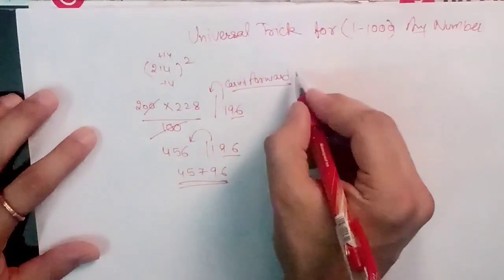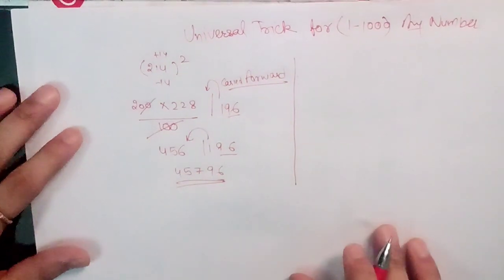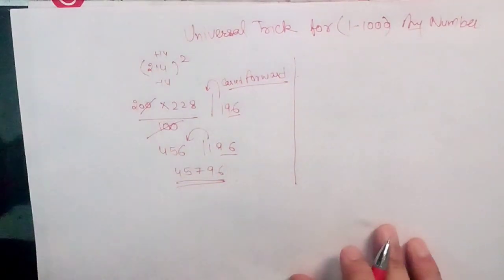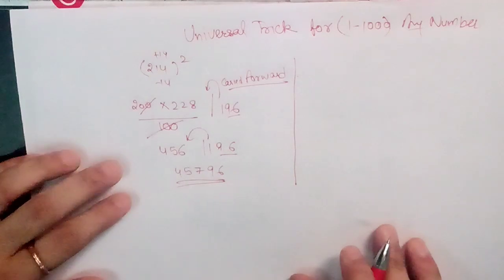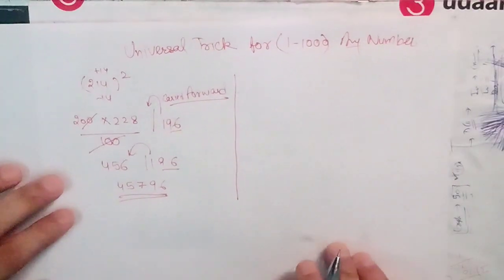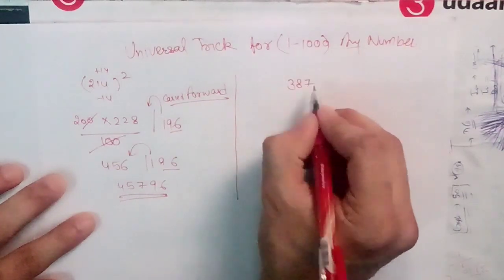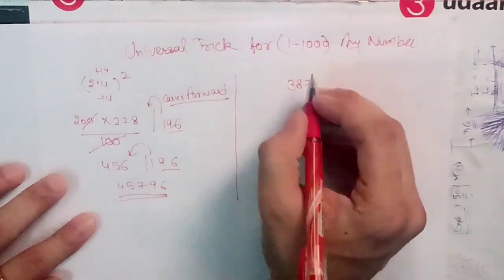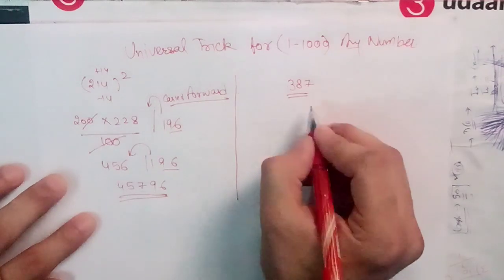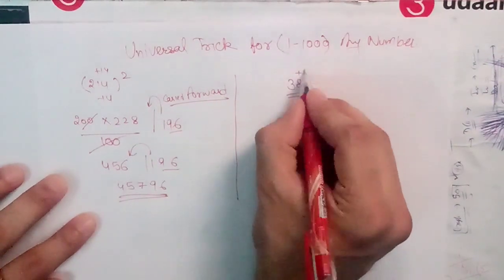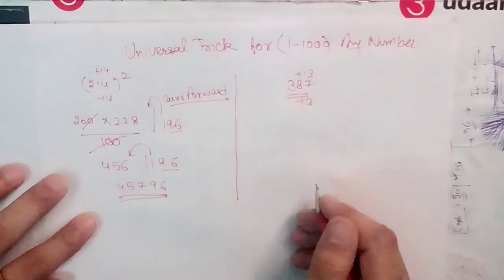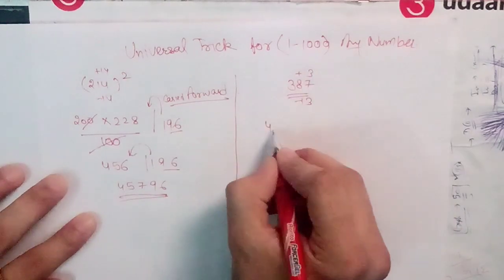So this is the trick to solve the square of a 2 digit or 3 digit number. Let's move on to the next example, so you will better understand this concept. We have 387. This is closest to 400, so we will add 13 and subtract 13, which will make the number 400.